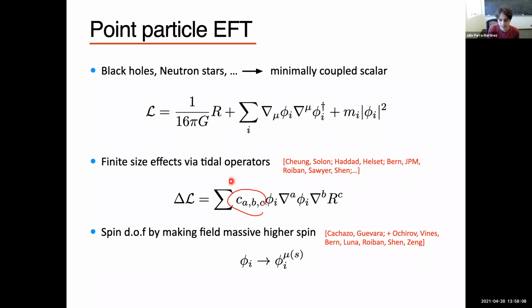So for instance, the leading operator enters for the first time at 5PN order. So the first deformation, which is called the Love number, which is like an R squared correction without derivatives on R, enters at very high orders already. So the dynamics up to that order will be independent of these operators, and that means they don't distinguish between black holes, neutron stars, whatever you have. Very good, thank you.